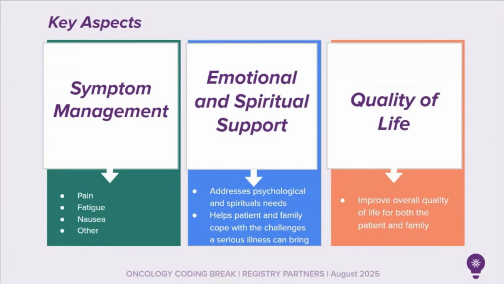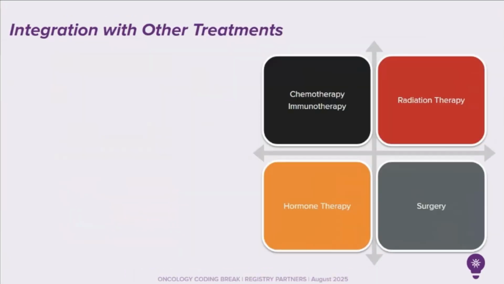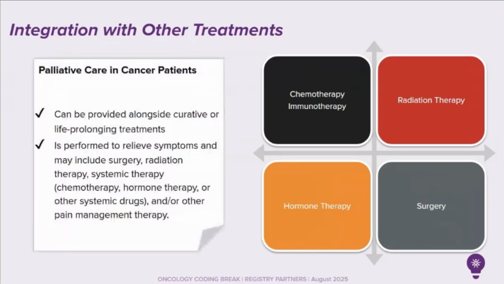Emotional and spiritual support addresses psychological and spiritual needs and helps patients and families cope with the challenges a serious illness can bring. Quality of life: improve overall quality of life for both the patient and family. Palliative care in cancer patients is integrated with other treatments.